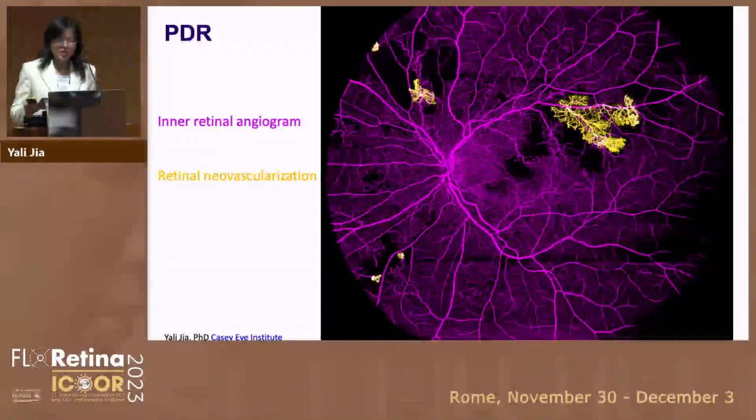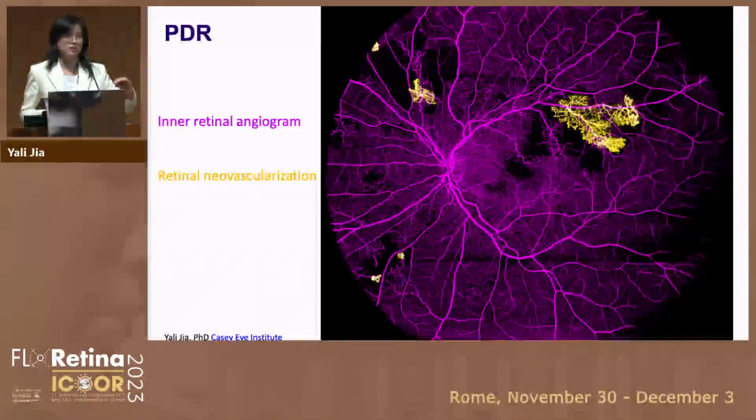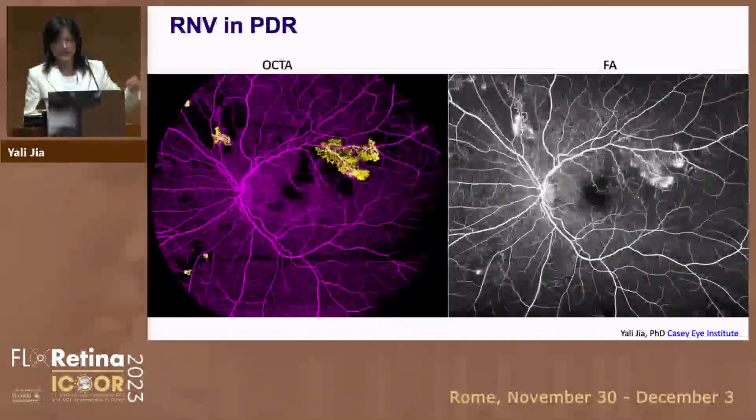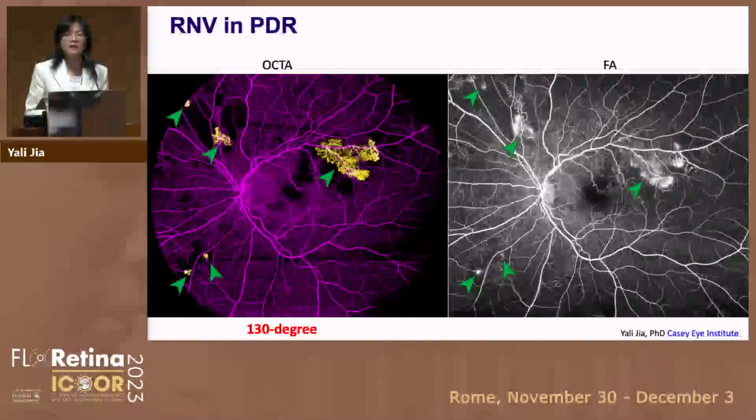And those colorful images are very helpful. This is generated by the depth-resolved, slab-resolved overlay. So you can see the retina normal angiogram overlaid with RNV and overlaid with the choroidal vasculature from the same scan. Compared with the fluorescein angiography, you can see all the neovascularization generated or detected by OCTA.